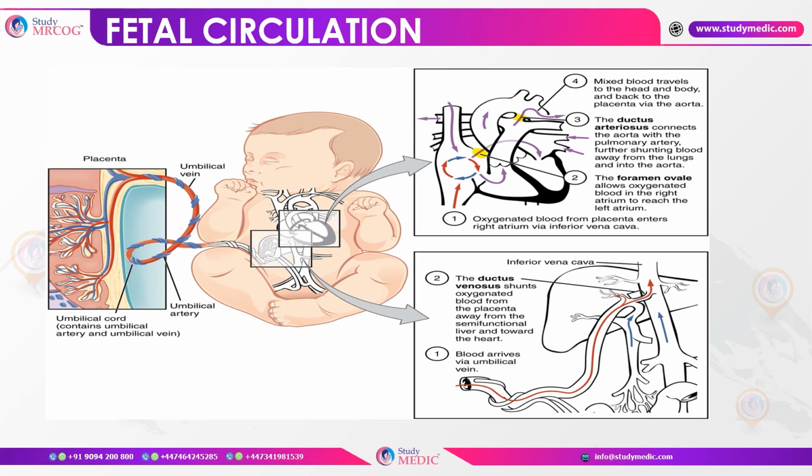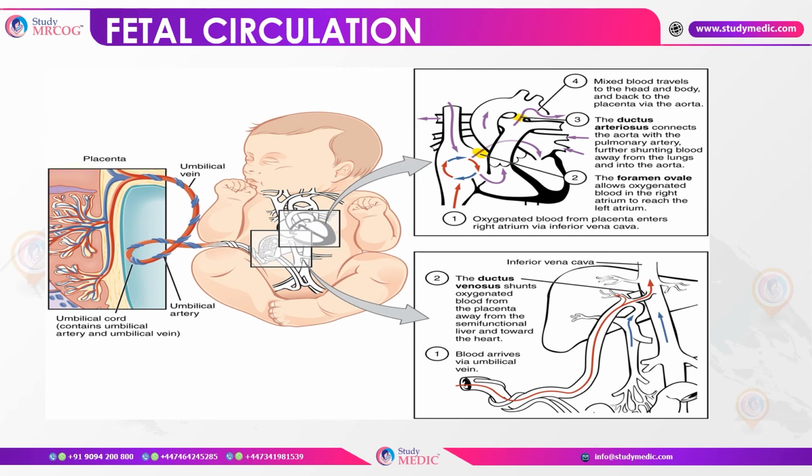And why is this important? Because we see in the fetus, the lungs or the pulmonary circulation is not very active and it is not functional. So we need all the oxygenated blood that is reaching the fetus to go to all the parts of the baby, especially to the peripheries.